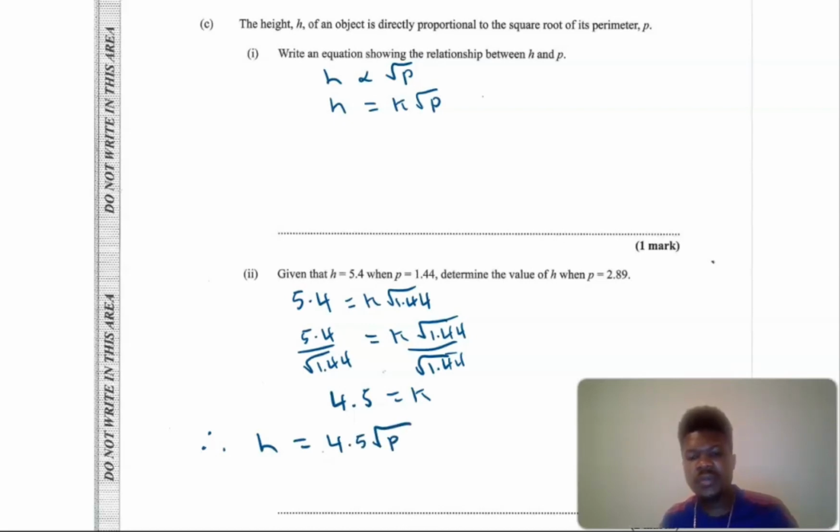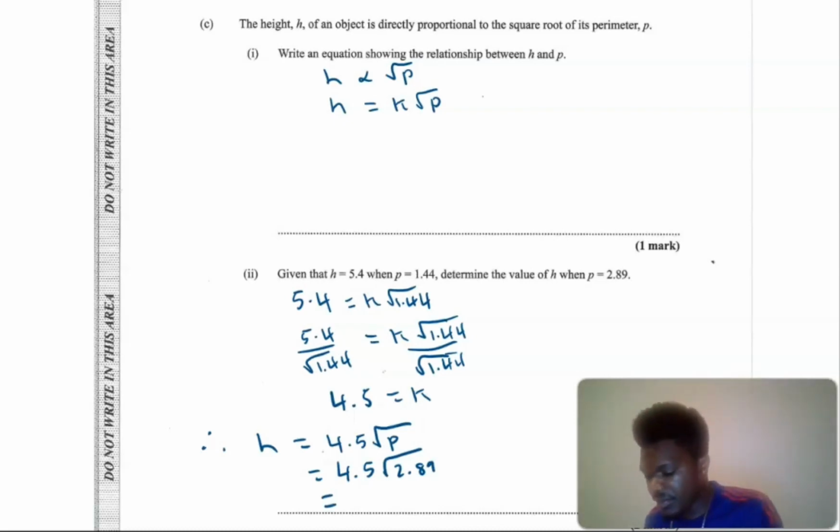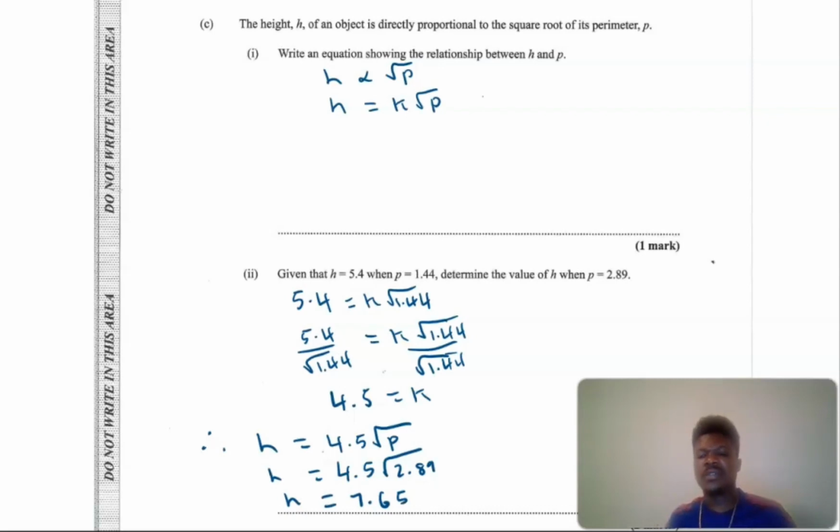square root of p. And they want us to find h when p is 2.89, so therefore that's just going to be 4.5 times the square root of 2.89, which is, with a calculator, 4.5 times the square root of 2.89 is 7.65. 7.65. And that's our value.